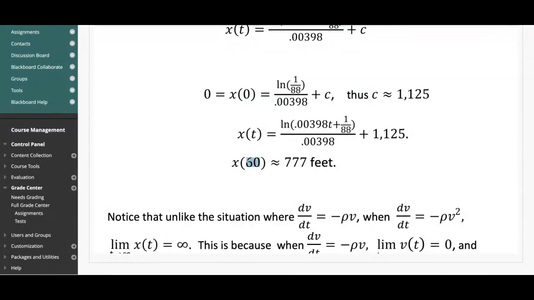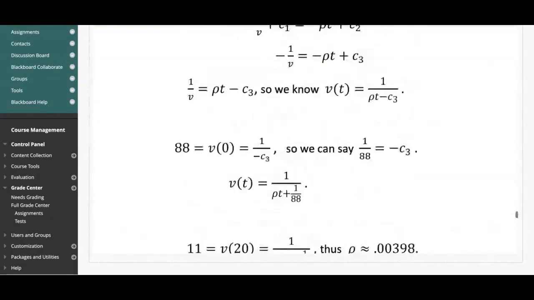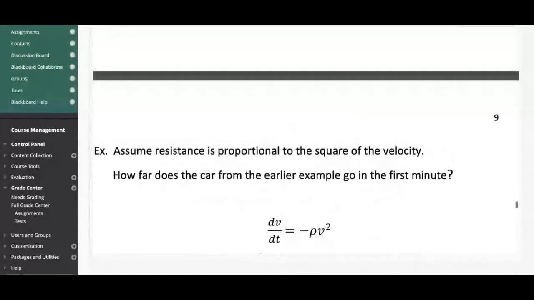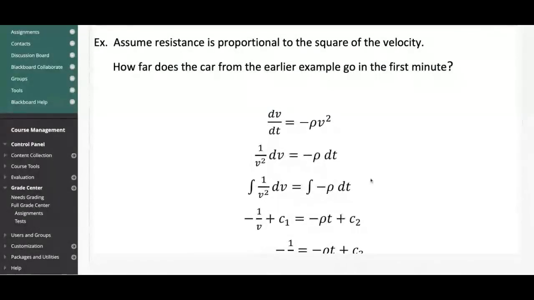The first minute. I guess the original one is per second. That's why it becomes a 60. First minute becomes a 60.